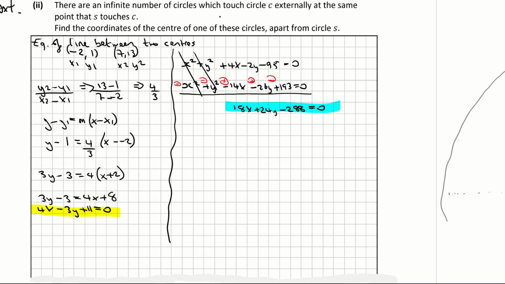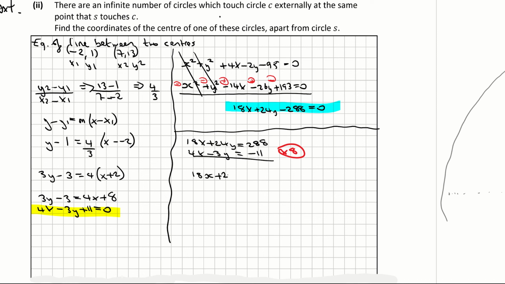Now I want to find out where they intersect with each other. So I'm going to use simultaneous equations to find the point of contact. So I'm going 18x plus 24y is equal to 288, simultaneous with 4x minus 3y is equal to negative 11. Multiplying the bottom by 8 is giving me 18x plus 24y is equal to 288, and on the bottom, 32x minus 24y is equal to minus 88.